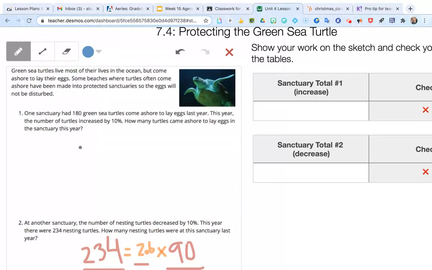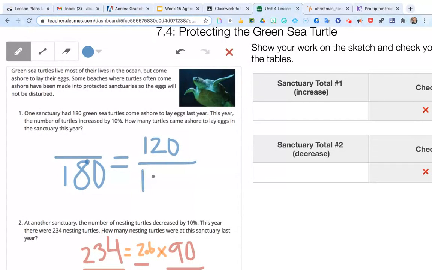On the top, I could have done 180. Oh, 180 is my whole. So 180 is my whole number of turtles, and I'm trying to figure out how many there are now. But I know that the now is going to be 120% of my original 100%. So you can set up the problem like this as well. To go from 100 to 180, I multiply by 1.8.